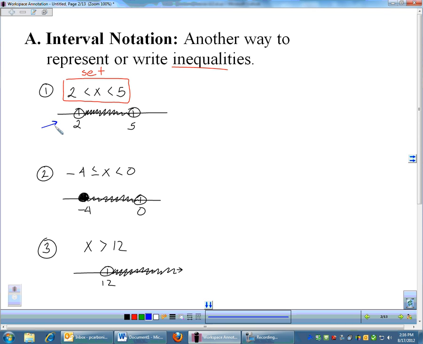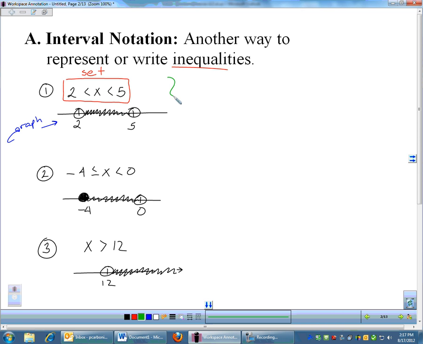This is how you graph it on the number line. If I ask you to graph an inequality, that's what it's going to look like, and you should know how to do that. You've done that before. Open circles if it's not equal to, closed circles if you are equal to something. So you have set notation. This is the graph of an inequality, and we're going to change this to something called interval notation.